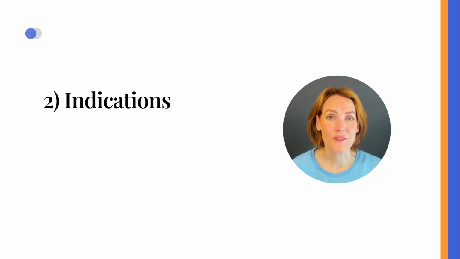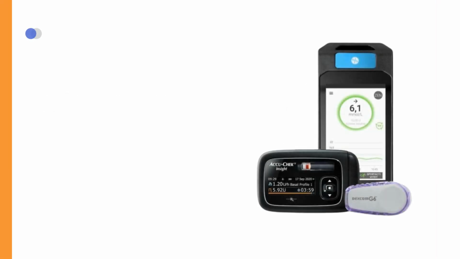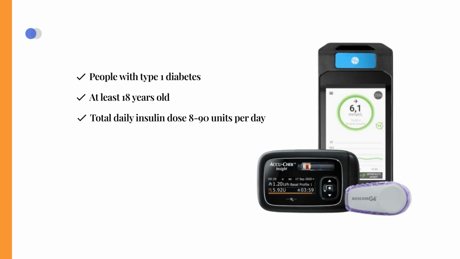2. Indications. The DBLG1 algorithm of Diabeloop is CE labeled for use in individuals with type 1 diabetes who are at least 18 years old. It is suitable for individuals with a daily insulin requirement ranging from 8 to 90 units per day. The system is only compatible with Novorapid pump cards. Please note that Diabeloop does not have an FDA label at this time, and it is not approved for use in pregnancy and during dialysis.